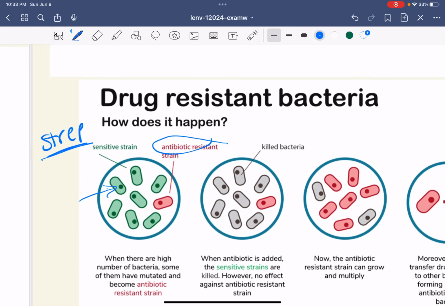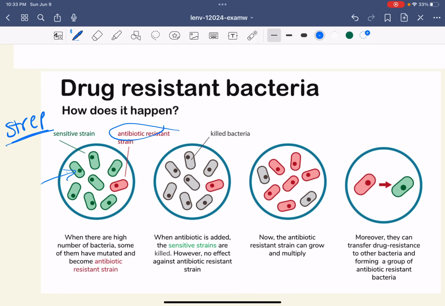Let me just increase this a little bit more. Okay, so you take the antibiotics, right? And then they start dying. They start dying. But hold up, there's one little guy that still lives, that is resistant to the antibiotic. So the antibiotic does not work for this one bacteria. Why? Because there's something in the DNA of this bacteria that does not let the antibiotic kill this specific bacteria.